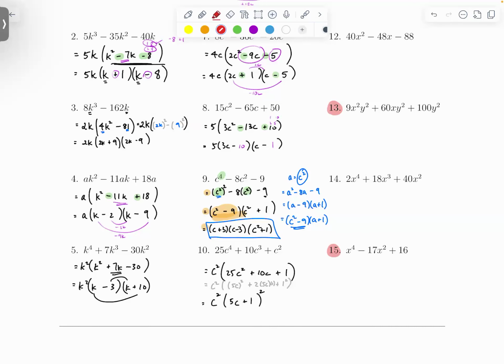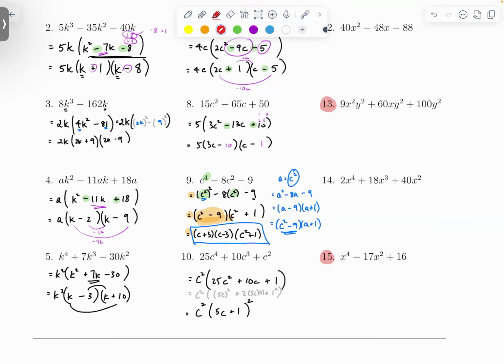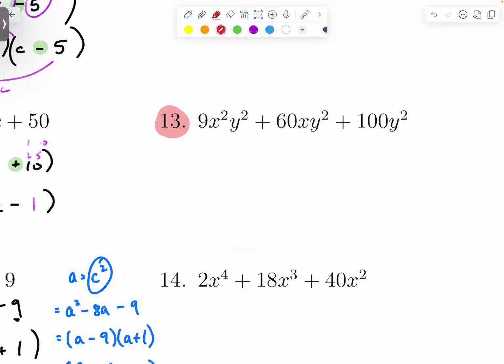Right, this is the last video of this factoring series. All right, so let's take a look at a few highlighted questions. Let's start off with number 13. The reason why I picked number 13 is because it is clumsy. It's wordy, it's so long. All right, so how do we do this?